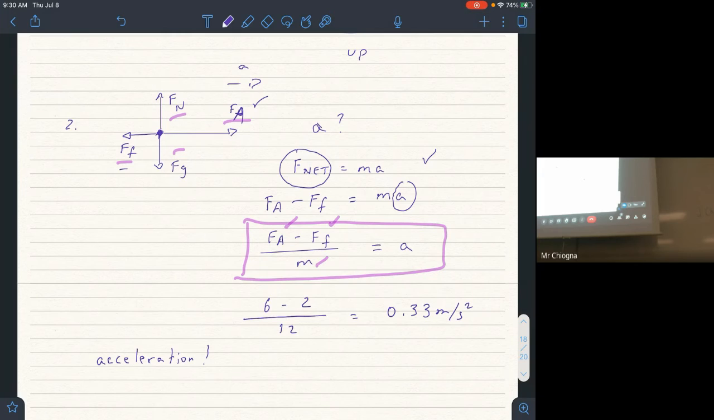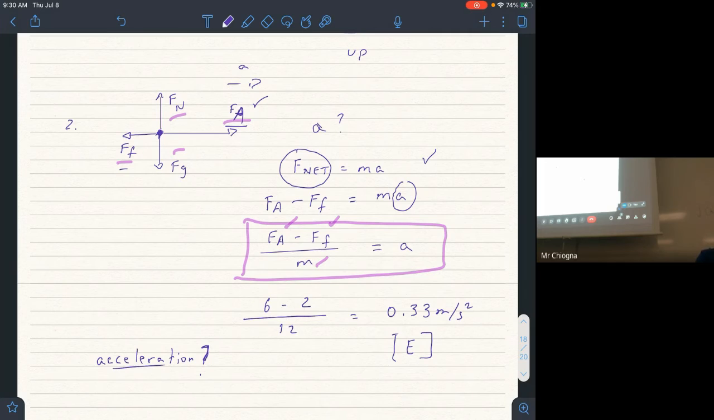So pay attention to the question. If it just mentions acceleration, then you need a direction as well. It's accelerating to the east. That's the direction of the applied force. So this is east. You can add that at the end.